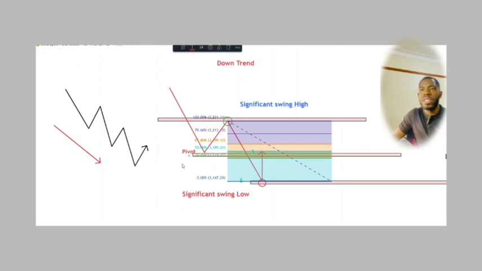Previously this was a support area. Price bounced off this zone before moving up here and returning and breaking below. Now the current price has returned to this area, so we are looking to see what happens around here. Let's assume it will return to this 50% retracement level, or 50% resistance level of the Fibonacci retracement tool.